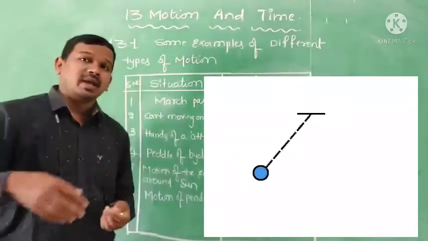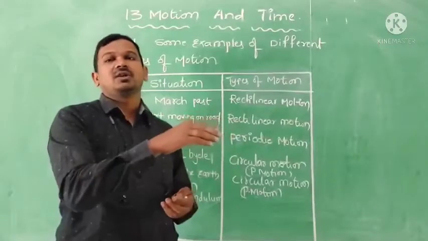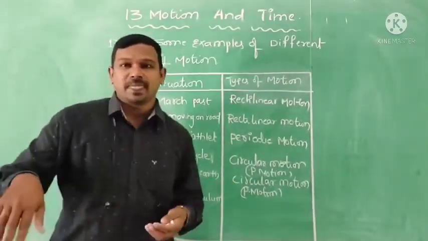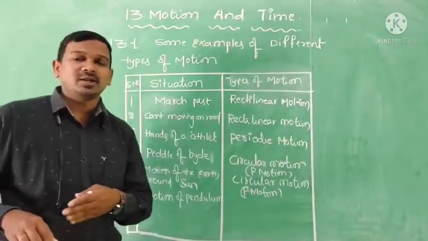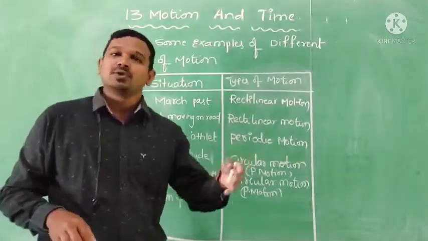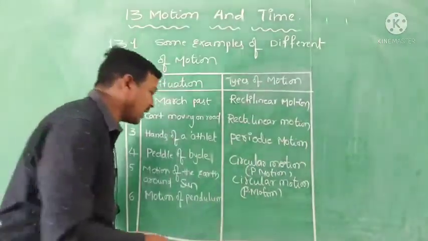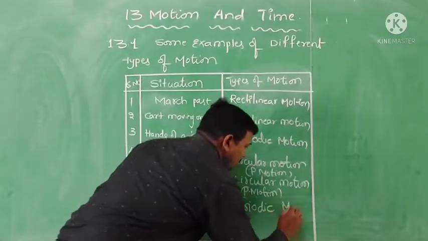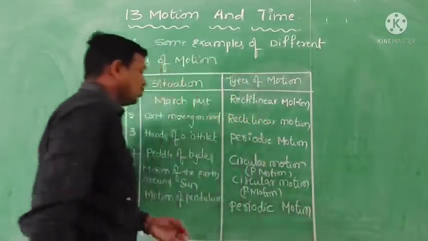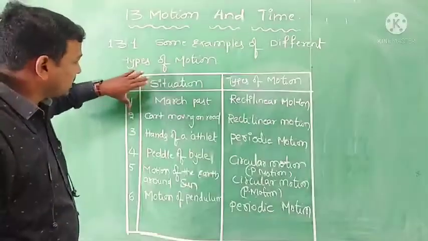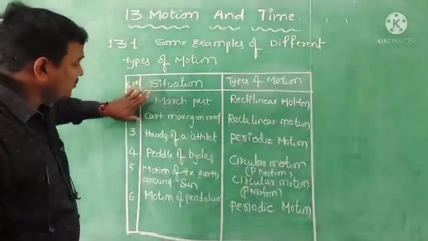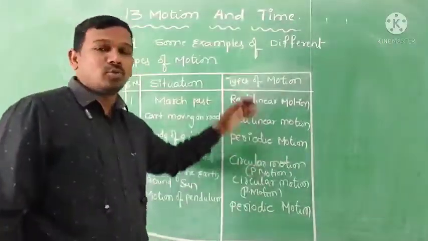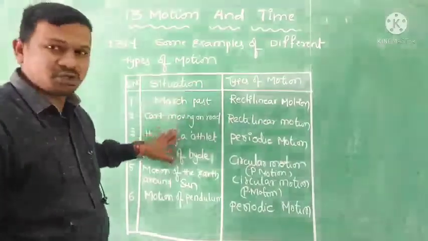Why? Whatever distance it goes in the forward direction, and whatever time it takes coming back in the backward direction, both are the same. The time taken to cover the distances is the same. So this type of motion also comes under periodic motion. Okay children, these are the examples, the situations in which we classified which motion they follow. I hope you are clear about what type of motions these are.